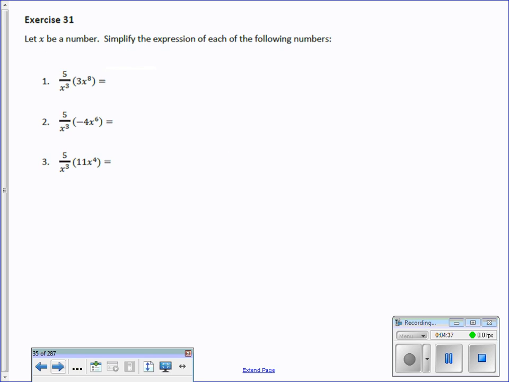Now I get into the little bit more sophisticated type look. Again, please remember, 3x to the 8th is really over 1. So I like to clean this guy up a little bit first. So I am going to do 5 times 3x to the 8th in my numerator, and x cubed times 1 is x cubed in my denominator. It's cleaned up a little bit, makes it a little bit easier to see what is going on.